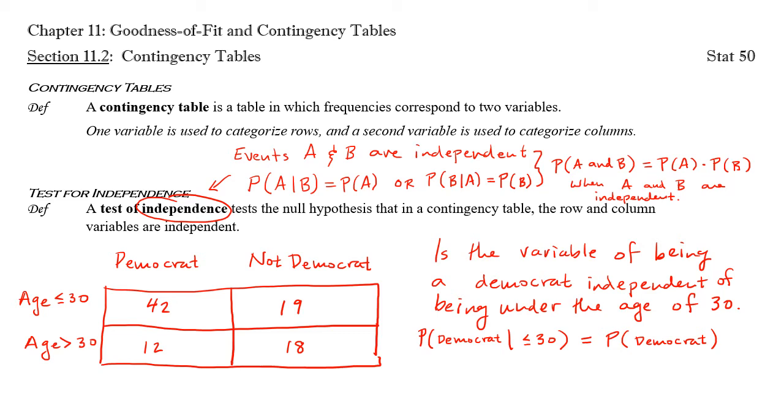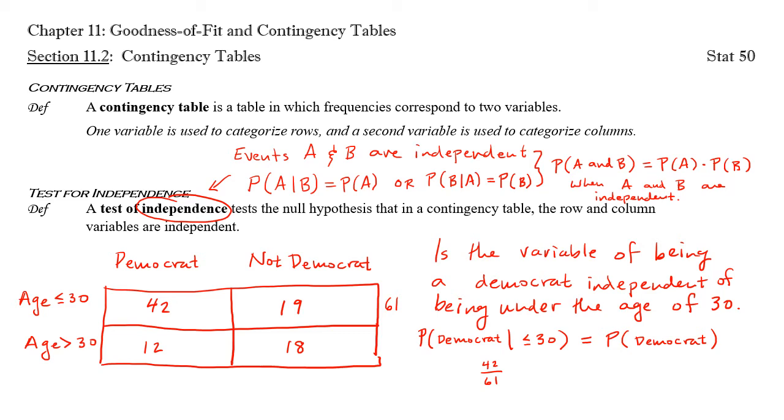But let's see, what would that be here? Suppose I choose somebody that's under the age of 30, so one of these people in the top row, and I want to know what's the probability that one of those people is a Democrat. So we see that 42 in the total of 61 there. So I have 42 over 61 probability of choosing somebody that's a Democrat given that they're under the age of 30.